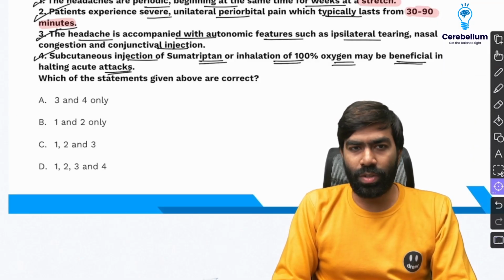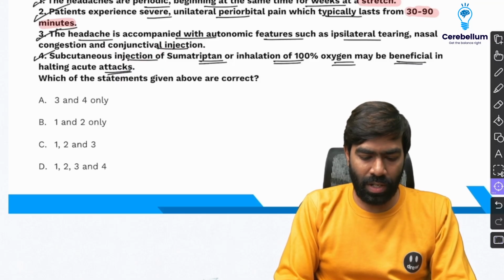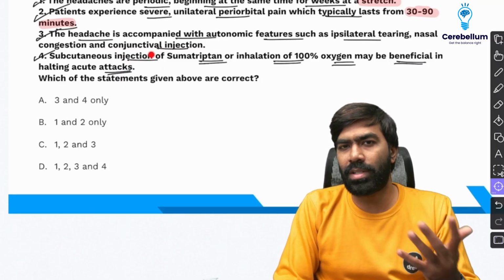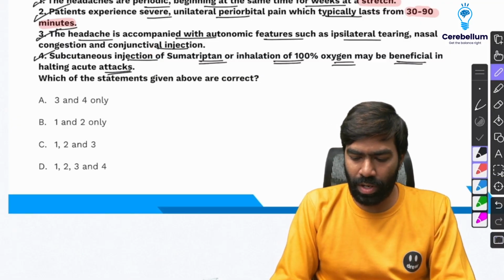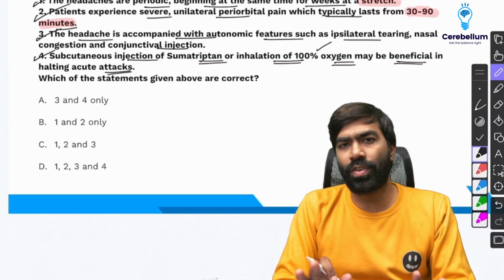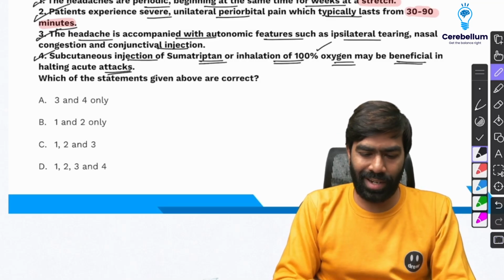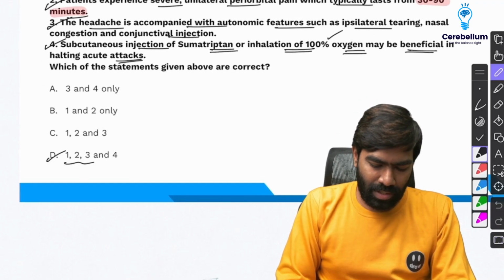The important thing to know is that oral sumatriptan is not effective. Only subcutaneous sumatriptan, or probably some studies say intranasal sumatriptan, inhalation of sumatriptan also is going to be quite effective. But the usual treatment that we use for cluster headache is 100% oxygen inhalation. So all 4 is basically correct.